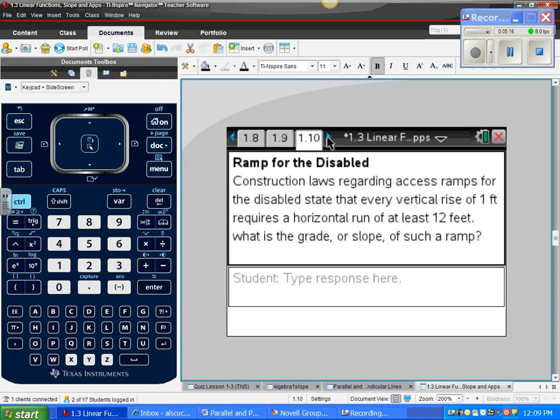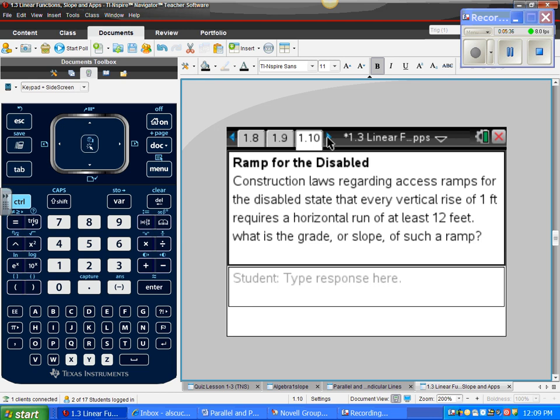All right, so let's do an example of that. First thing we're going to talk about is building ramps. So building a ramp for the disabled. Construction laws regarding access ramps for the disabled state that every vertical rise of 1 foot requires a horizontal run of at least 12 feet. What is the grade or the slope of such a ramp?